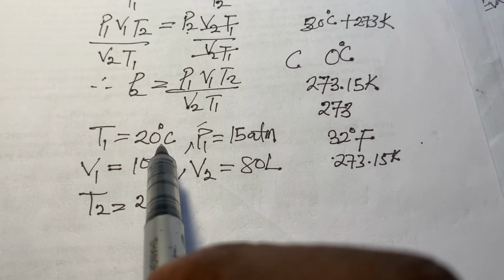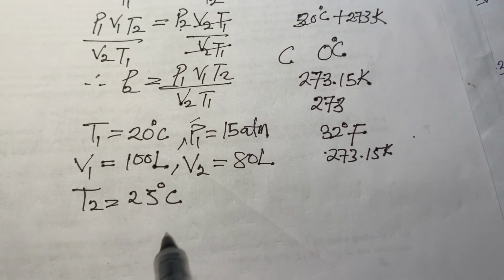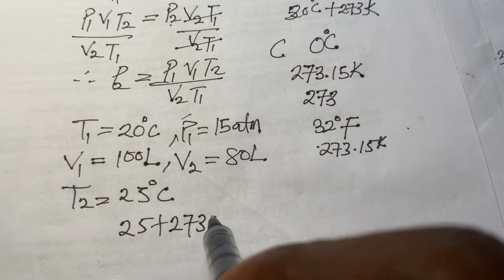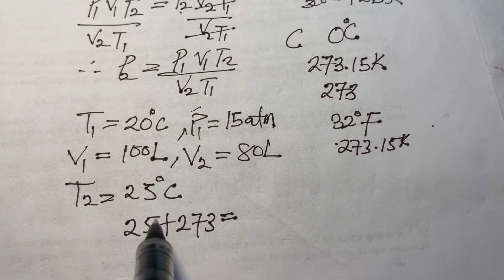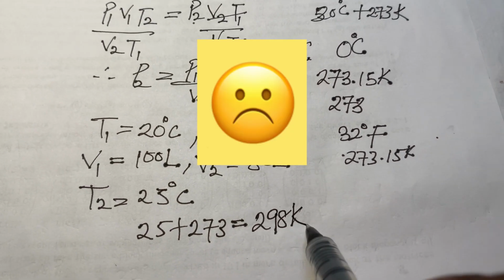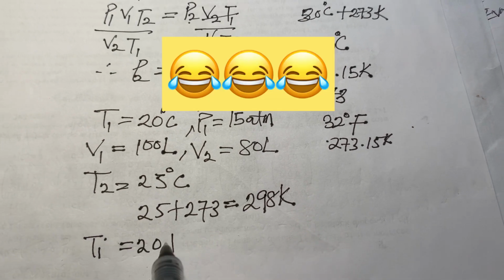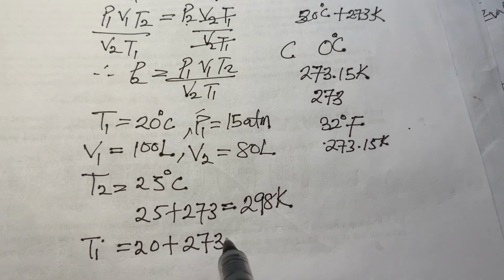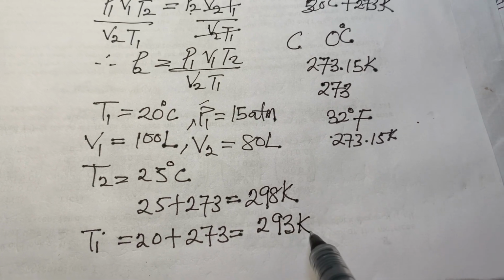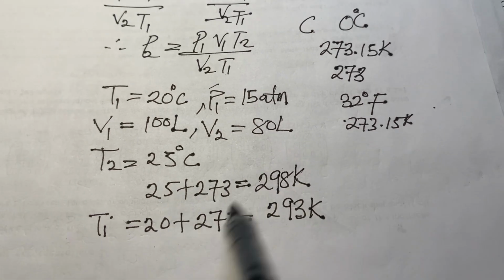Remember, we need to add this to 273. So we have 25 degrees Celsius; when we convert it, it becomes 25 plus 273, and when you add this up, it gives us 298 Kelvin. Similarly, for T1, which is 20 degrees Celsius, when you add it to 273, you have the result to be about 293 Kelvin.